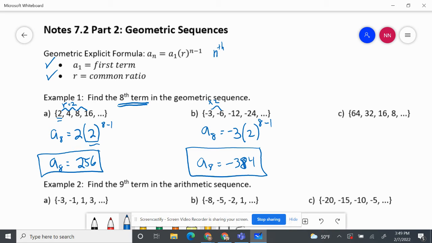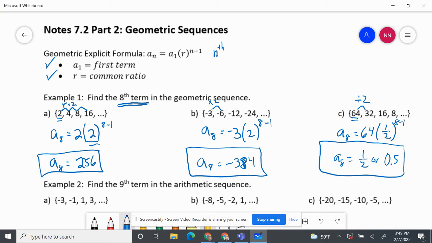Now for the next one, if I'm looking at it, I have a sub 8 again. 64 is my first term, and this time I'm dividing it by 2. So if I'm dividing it by 2, that means my common ratio is 1/2. And then I have it to the 8 minus 1. I'm going to take 64 times, and I like fractions to be decimals, so I'll times it by 0.5 and then raise to the 7th because 8 minus 1 is 7. And you could either write it as a fraction or a decimal, so either 1/2 or you could put 0.5. Either answer is correct.